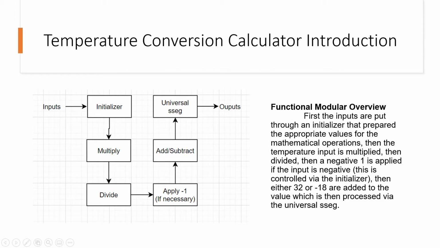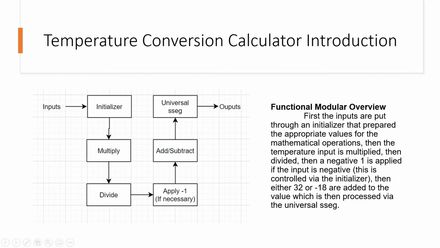This data is then put through an initializer along with a neg input, which dictates whether the input value will be either positive or negative. The initializer sets up the inputs to go into the rest of the modules throughout the system. In this case, if we were doing a Fahrenheit to Celsius conversion, the initializer would send a 5 to the multiplier and a 9 to the divider as their secondary inputs, and then the process can continue.